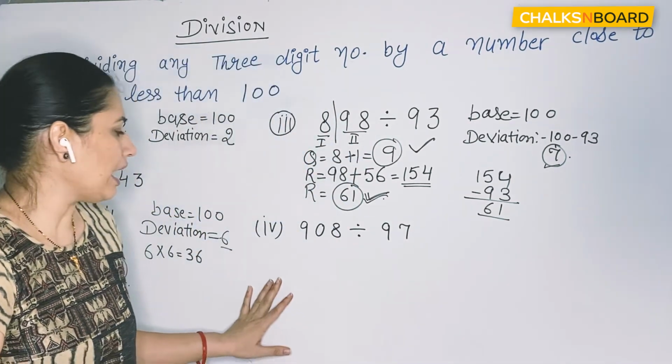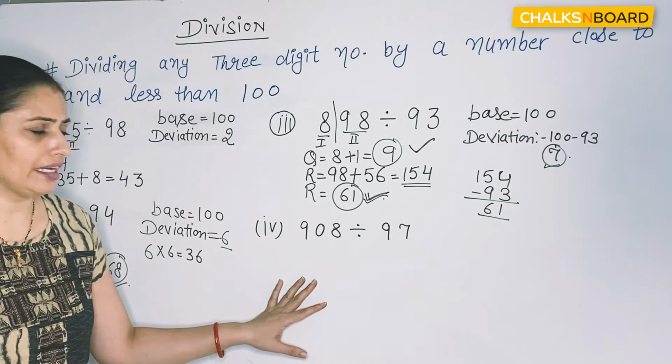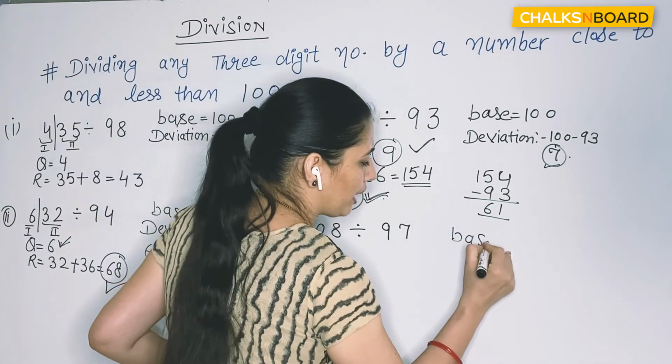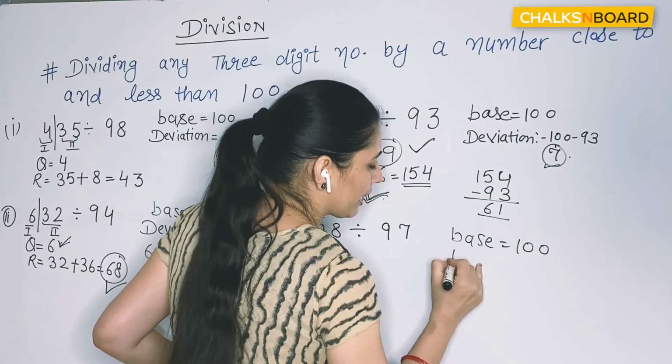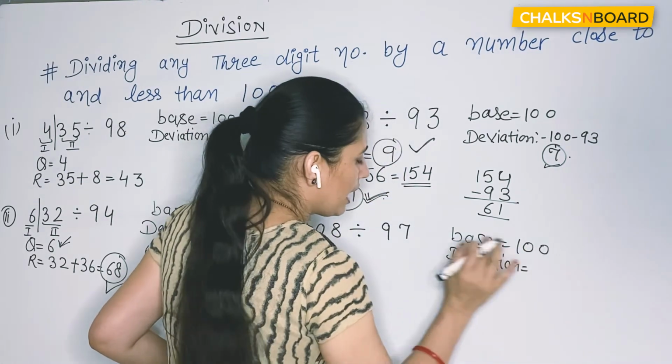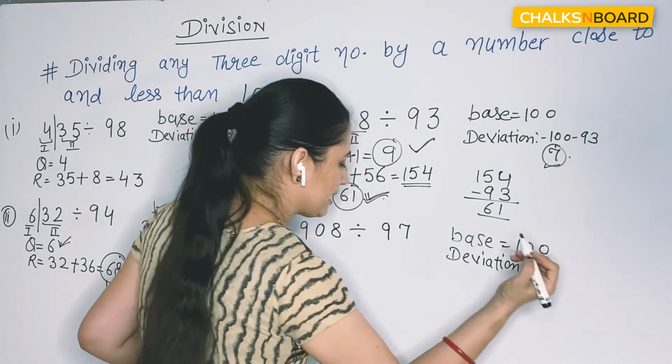Next one is 908 divided by 97. So the same steps will be there. The base is 100. Again derivation is 100 minus 97, that is 3.